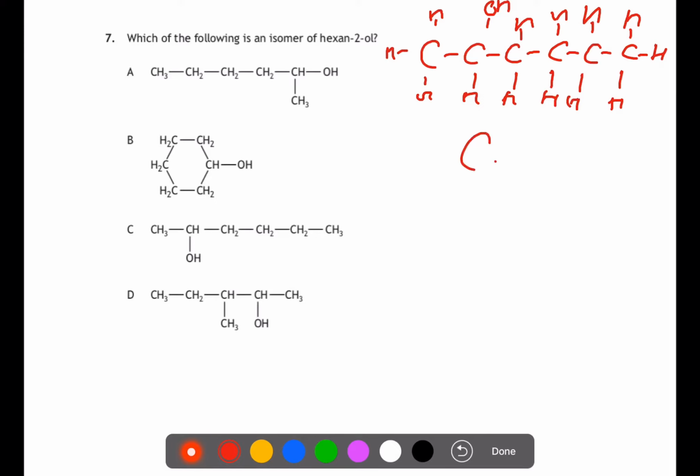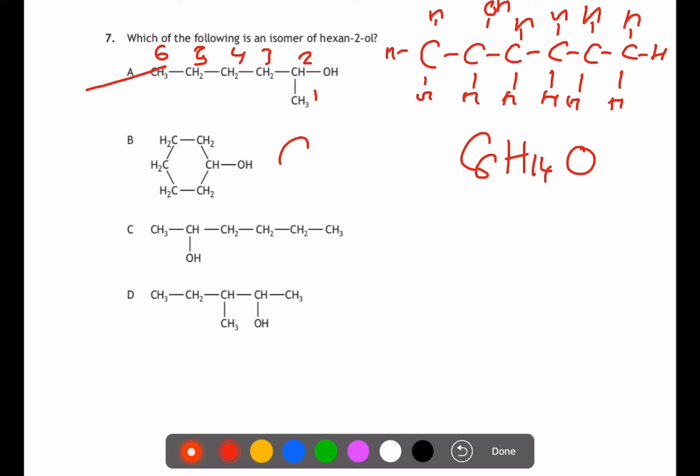So hexanol has a formula of C6H14O. If we look at the first molecule that we have here, if we were to name this, we would number from the end closest to the hydroxyl, and we would find that this is hexanol, so that cannot be our answer.